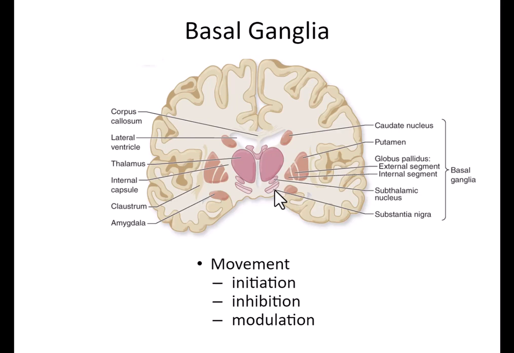In general, the basal ganglia play an important role in movement. Specifically, they're involved in the initiation of movement, the inhibition, as well as the modulation of movement. In today's lecture, we're going to talk mostly about Parkinson's disease and Huntington's disease. Parkinson's disease patients have difficulty with initiation of movement, and Huntington's disease patients have specific difficulty with inhibition of unwanted movement.